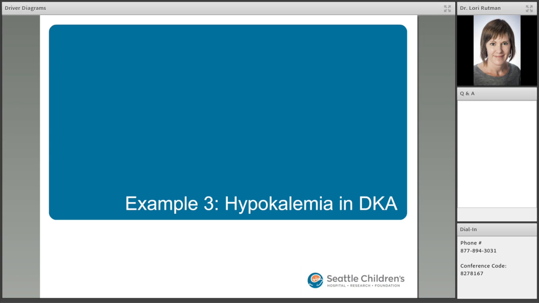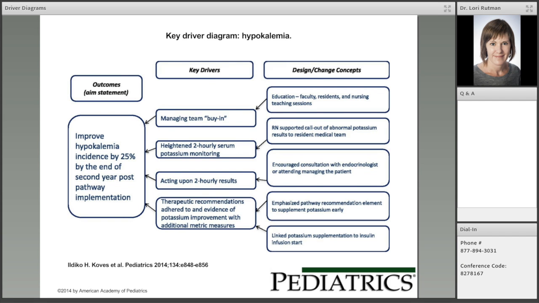So the final example that I'm going to share is another brief one, but I wanted to share it here because I think it shows how driver diagrams also make their way into publications and can be a very useful way to illustrate the theory and context for improvement efforts if your work becomes more academic and you publish the work that you're doing.